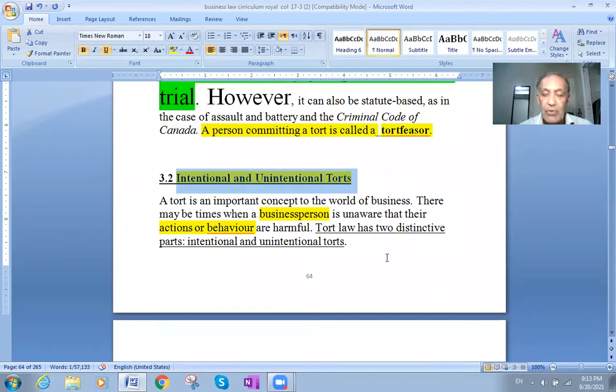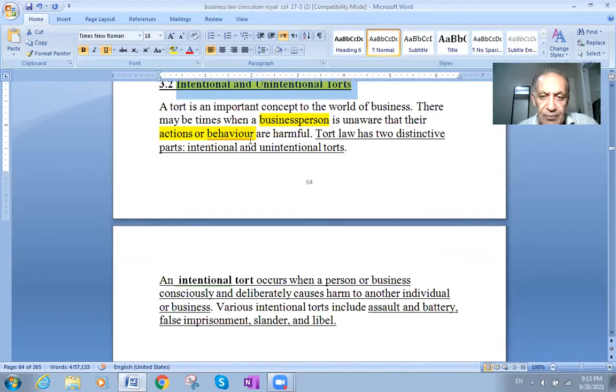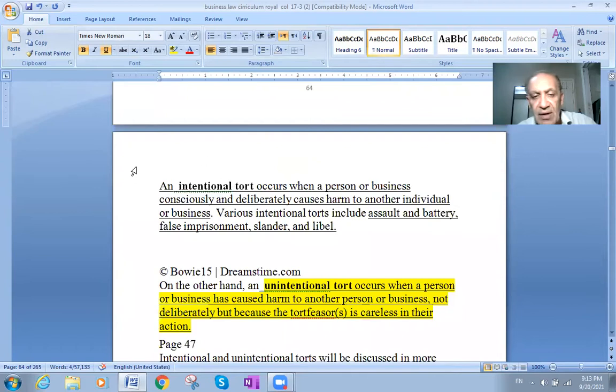We have two concepts for tort: intentional tort and unintentional tort. Intentional means you purposely did the harm. You know that you are harming someone and you insist on doing this. But with unintentional, you didn't mean it. So, is the person aware or unaware of the behavior?